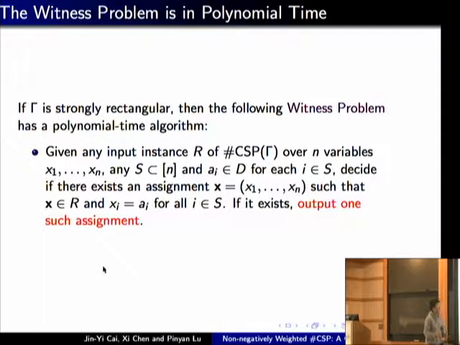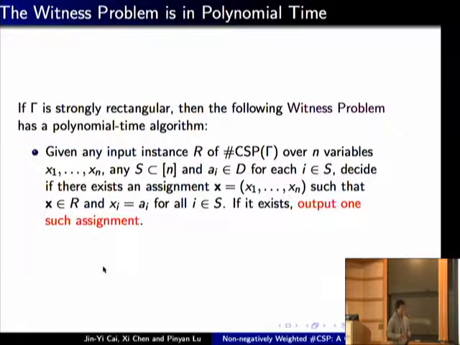The problem is, again, you're given an instance of the CSP, and you can fix a subset of variables in any way you want. For example, I fix x1 to be a1, x2 to be a2, x4 to be a4. Then I ask whether there is an assignment for the rest of the variables so that this assignment satisfies all the constraints, that is, it is in the relation. And if it exists, you also need to give me such an assignment.